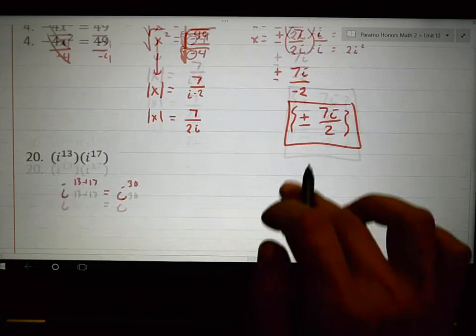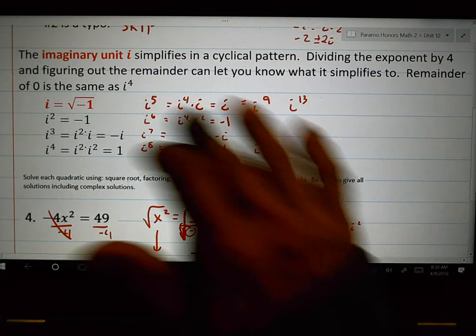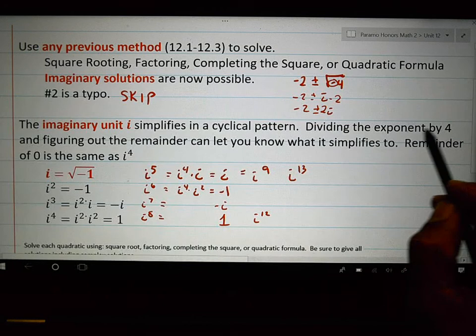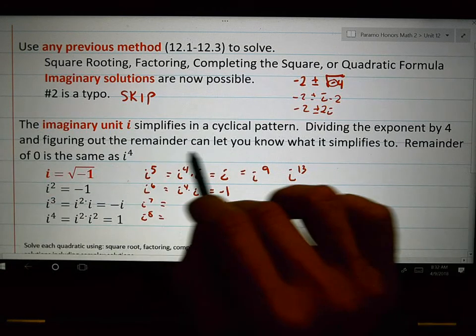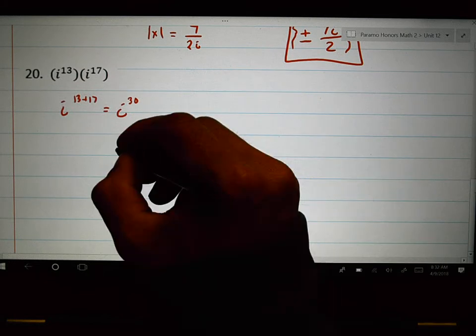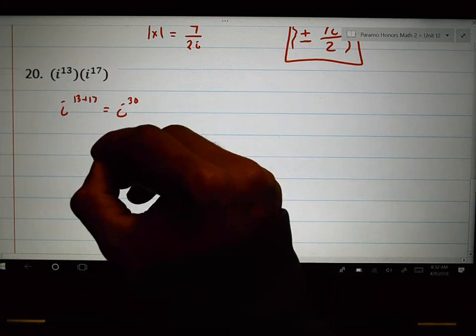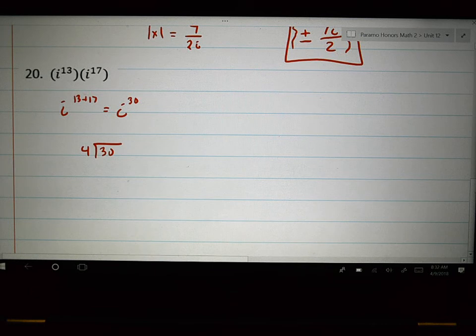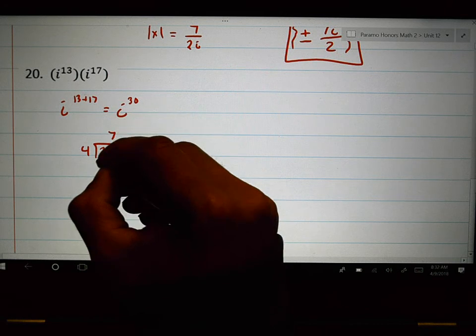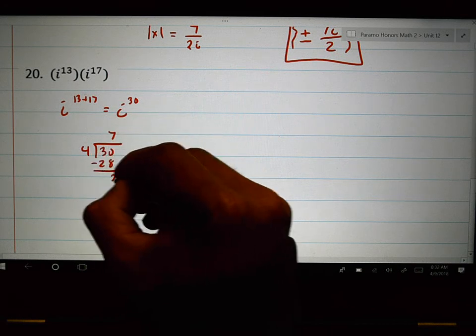And you could go up here and look for the pattern and calculate it all the way out. But what I do is I divide the exponent by 4 and figure out the remainder. So I'm going to go off to the side of my work and do 30 divided by 4 to see how many of these patterns go in. 4 goes into 30 7 times, and my remainder is 2.